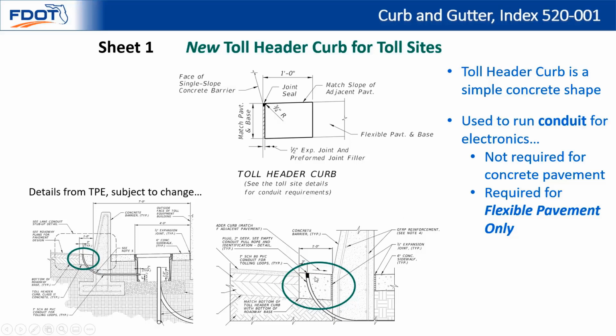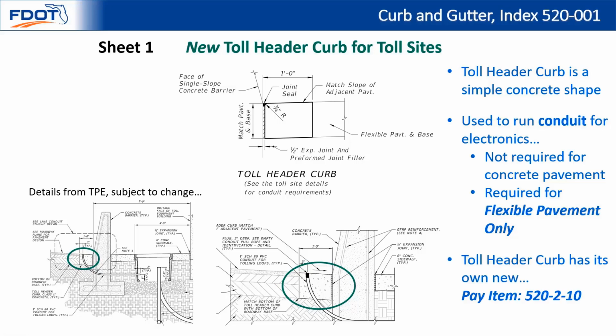And it basically supports that conduit. So it is not required when concrete pavement is used. It's only required for flexible pavement to provide that concrete to support the conduit. And the toll header curb has its own unique pay item. Recently added, it's 520-2-10. So if you do run a barrier through a toll site, you need to add that curb in there. Know that there's a pay item available.